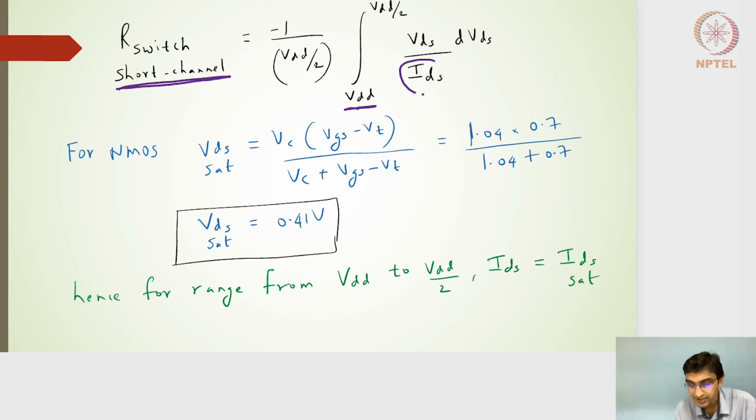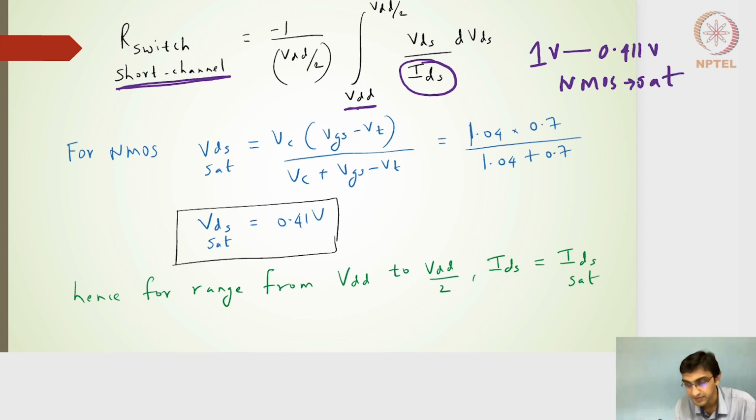The current for the short channel here will be a single expression, because the NMOS transistor will be in saturation region till it reaches 0.411 volts. So from 1 volt to 0.411 volts for the falling output, the NMOS in the short channel will be in saturation region. That's why for the NMOS, the VDS saturation value is 0.41. That's what we had arrived at. Hence, for the range of VDD to VDD by 2, the IDS value which we have to take is nothing but IDS saturation.